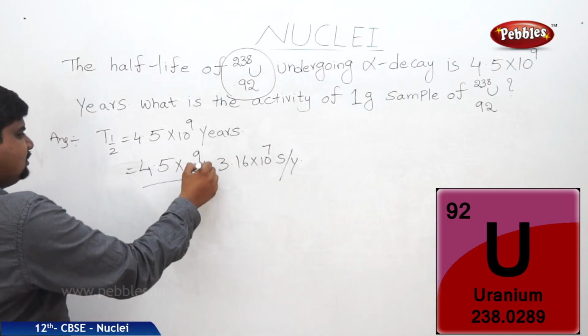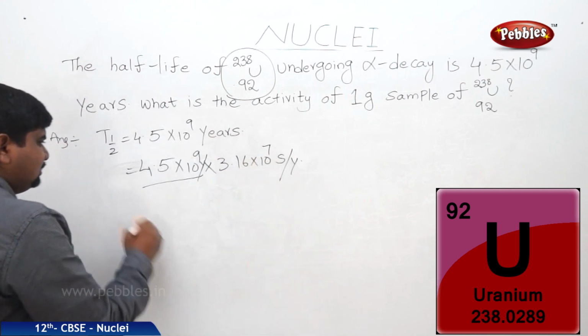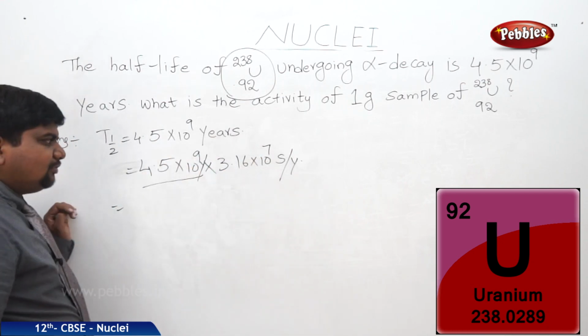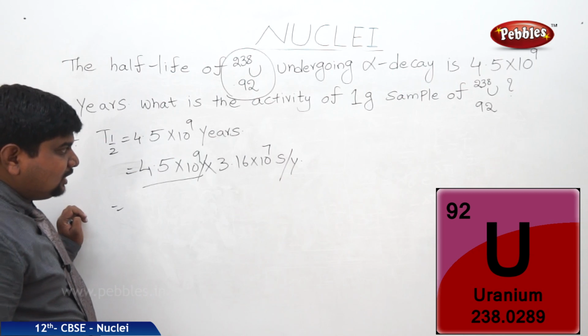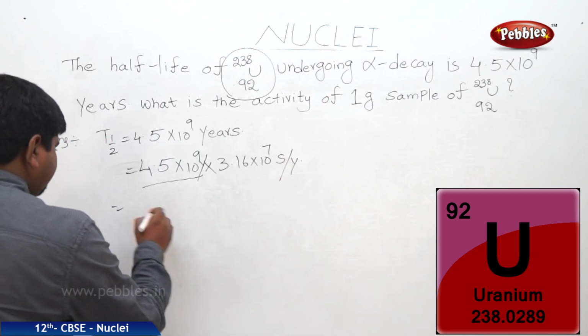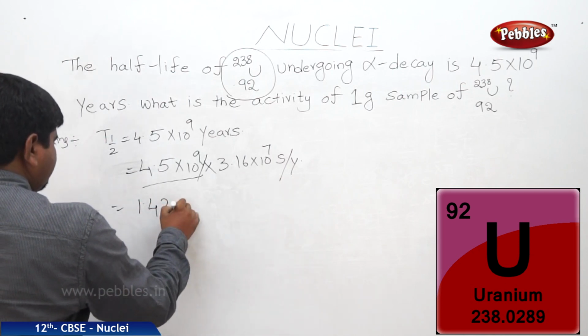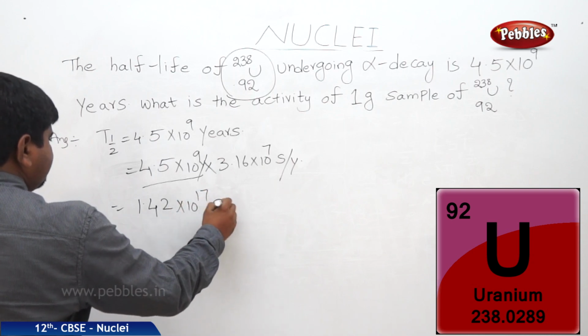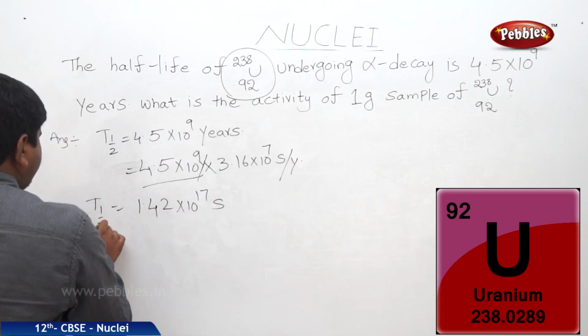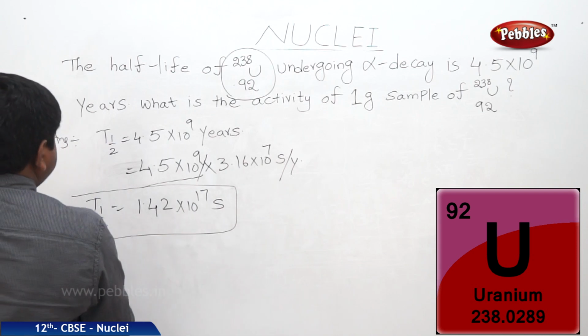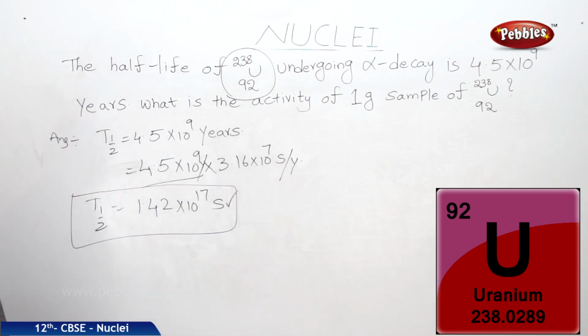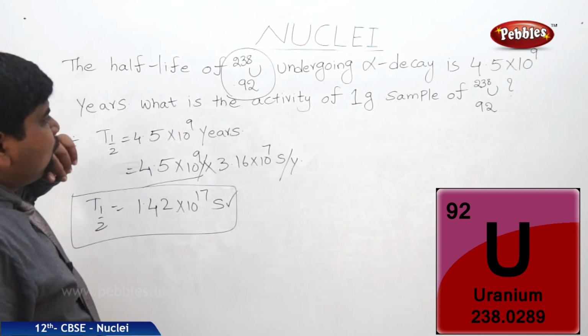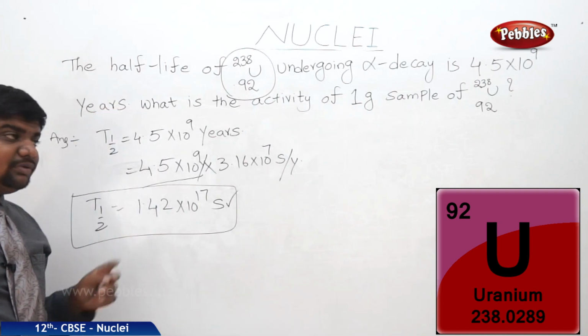This is already in years. Years and years get cancelled. So 4.5 into 10 to the power of 9 into 3.16 into 10 to the power of 7 seconds. It is approximately 1.42 into 10 to the power of 17 seconds. Therefore, half-life of the given uranium sample in seconds was found out. Next, what is the question? What is the activity of 1 gram sample of uranium?